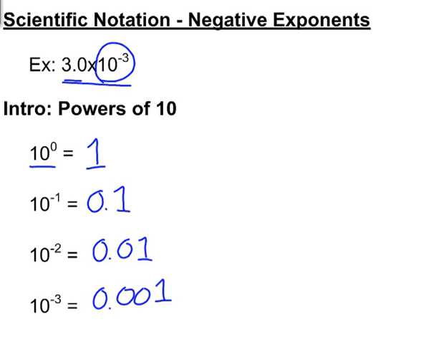What this exponent tells us is how many spaces behind the decimal our number 1 is. So when our exponent is equal to negative 1, we are 1 place behind the decimal. When our exponent is equal to negative 2, we are 2 places behind the decimal. And when our exponent is negative 3, we are 3 places behind the decimal.